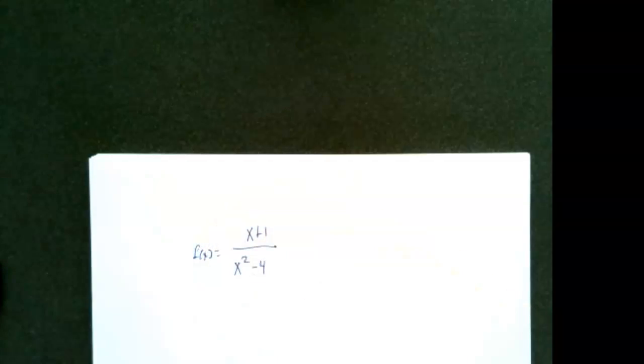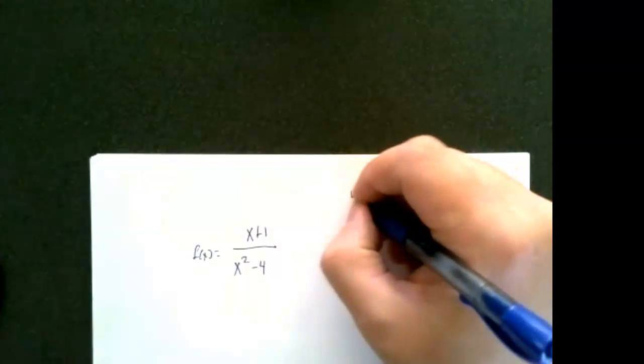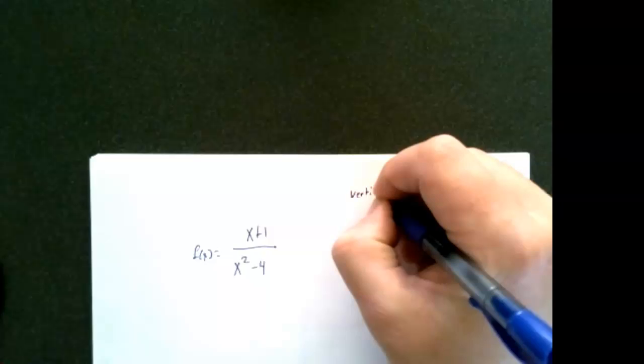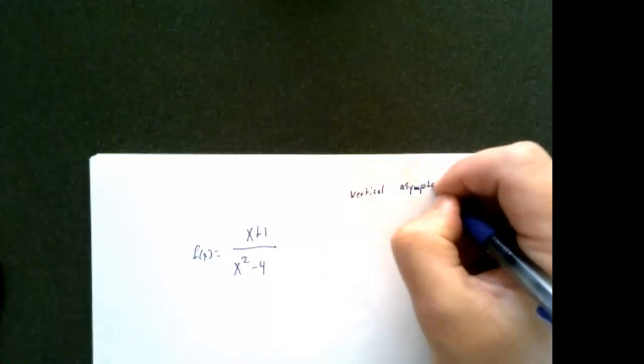So f of x is equal to x plus 1 divided by x squared minus 4. Determine any vertical and horizontal asymptotes and intercepts, then graph the function and state its domain. Okay, so vertical asymptotes. What are the 2 x values that make our denominator 0?